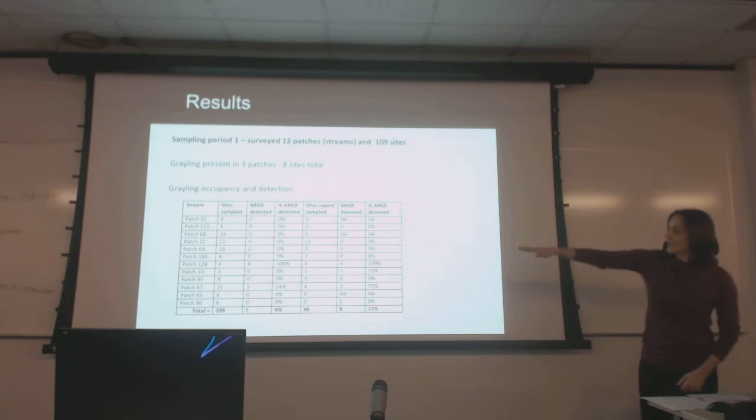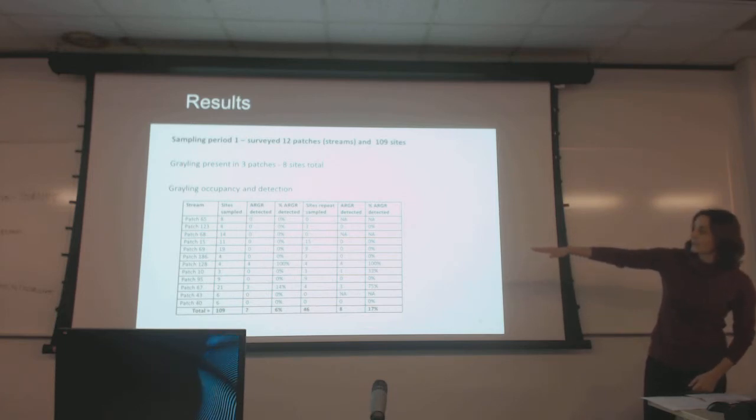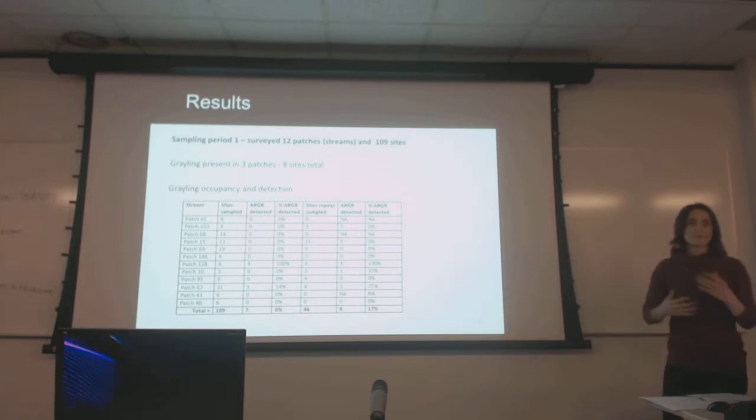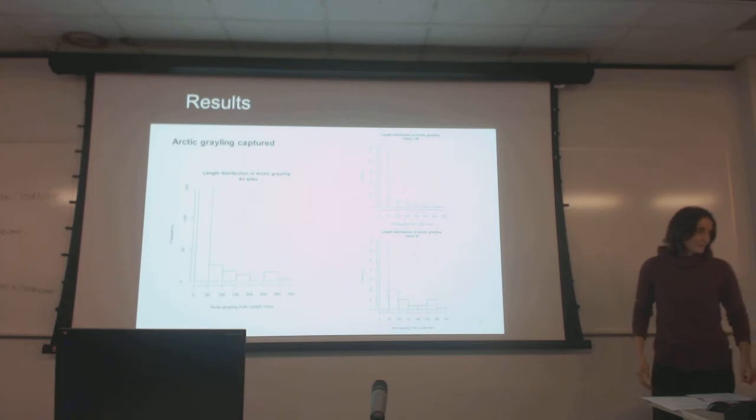Another thing I just want to point out is patch 10 was a stream where we did find grayling. First time we went out and sampled, nothing there. Second time we went out and sampled, we found them. So sort of reinforcing why you need to go out again.